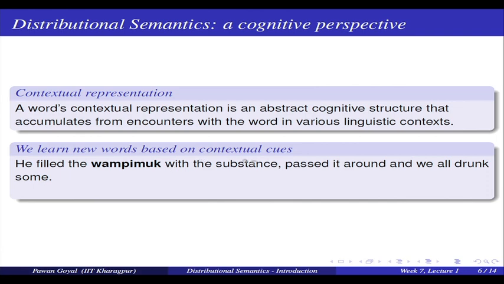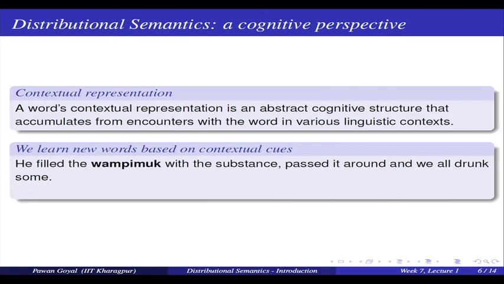Let's take an example. Like I am seeing this word vampy mug. I have never heard this word before, and now I am seeing or hearing this word in this context: He filled the vampy mug with the substance, passed it around, and we all drank some. Just by looking at the words occurring around this word and seeing what other words might occur in place of vampy mug, I can say that this might be some sort of a container, some sort of a glass, which can be used for filling up the substance and passing around. So as I keep on hearing or seeing a word in more and more context, I tend to build some sort of meaning structure about that word.